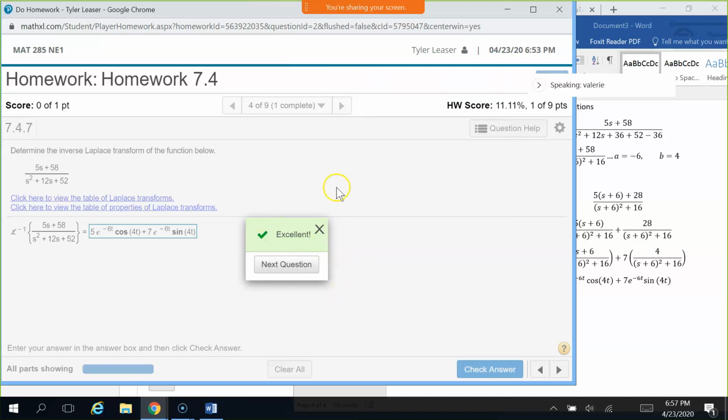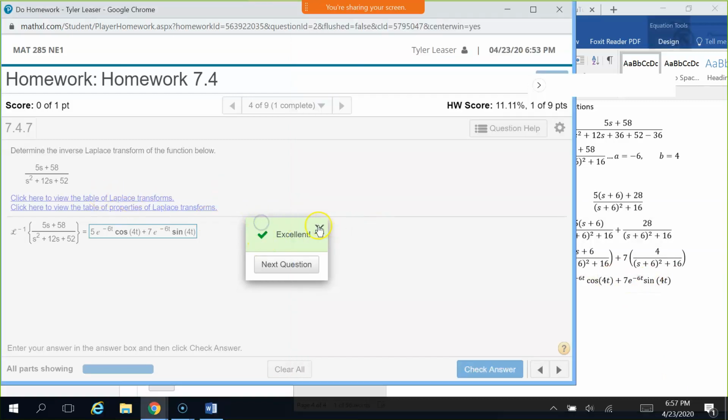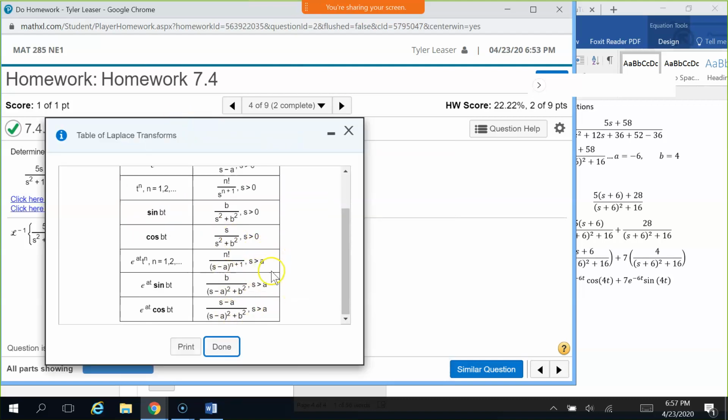So these can get a little bit hard with the completing the square and then with the partial fraction stuff, but just kind of follow the structure here, and it shouldn't be too bad in the end. Make sure you have the table on hand so you can kind of see what your end goal needs to be for the different terms.